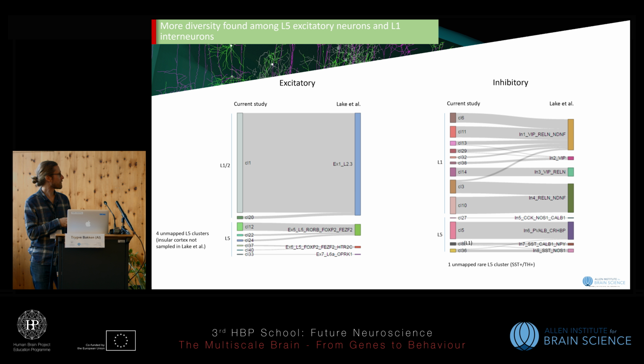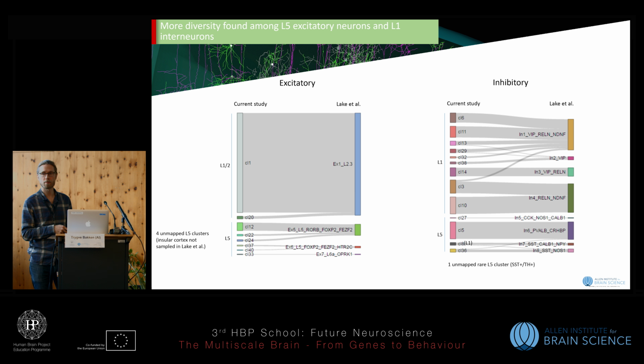There we found a number of different layer 5 subtypes. This makes sense because we really sampled layer 5 more deeply than they did. And then there were a few clusters that didn't map particularly well to any of their clusters, which I'll get to in the next slide.